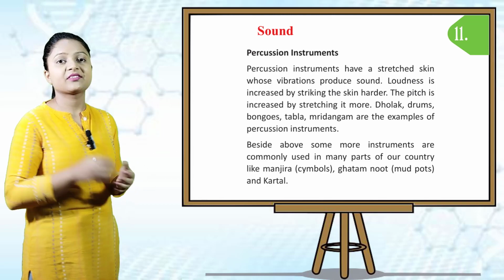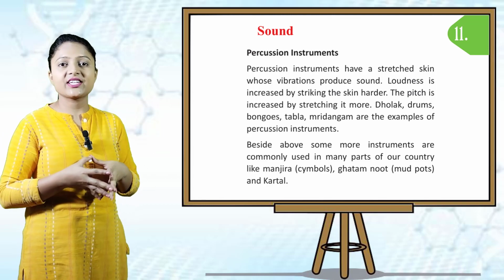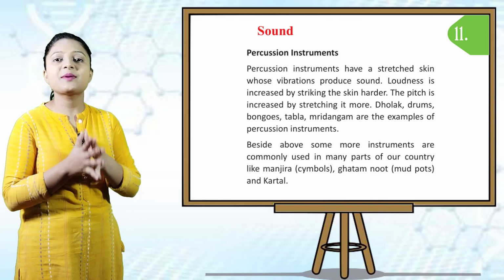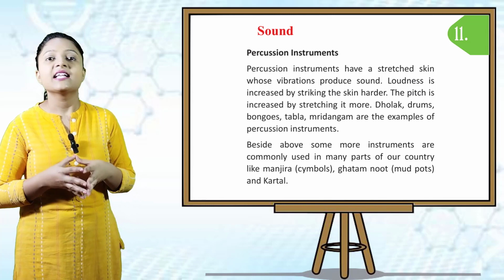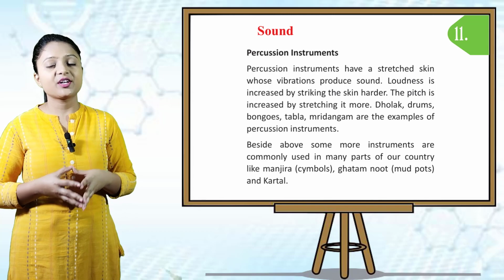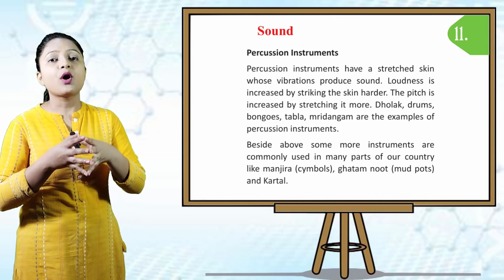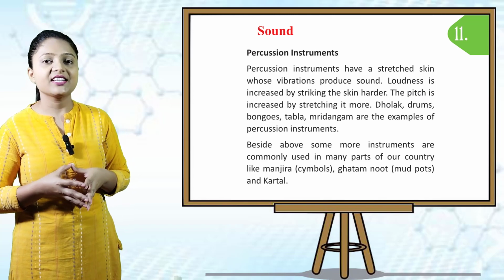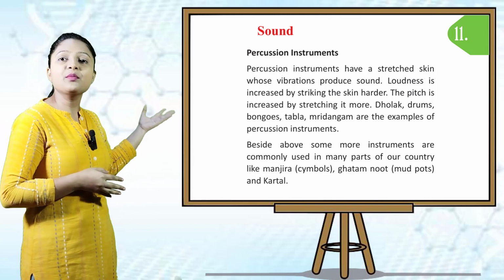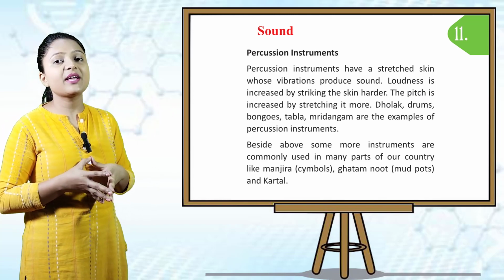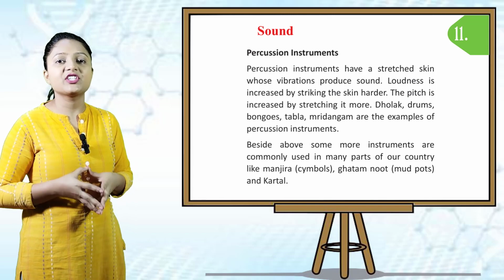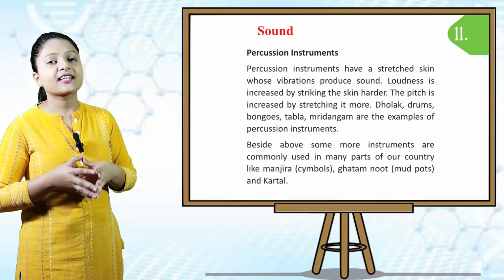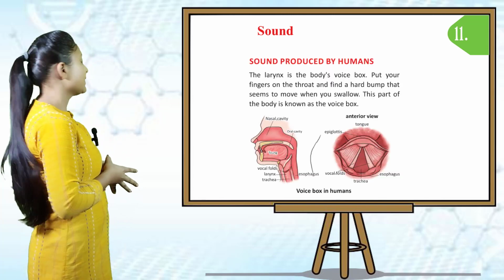Percussion instruments. Percussion instruments have a stretched skin whose vibrations produce sound. Loudness is increased by striking the skin harder. The pitch is increased by stretching it more. Dholak, drums, bongos, tabla, mridangam are the examples of percussion instruments. Besides above, some more instruments are commonly used in many parts of our country like manjeera, cymbals, ghatam, nut, mud pots and kartal.